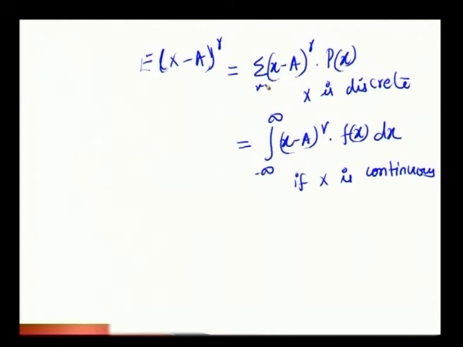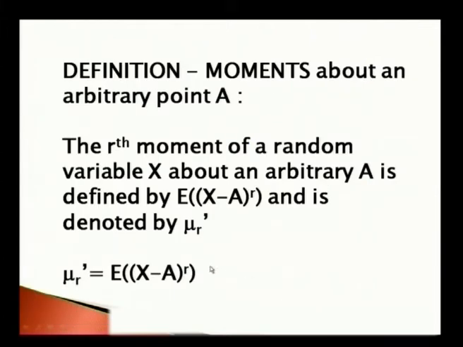The limits are from minus infinity to infinity, here x ranges. This is also mu r dash. This is moments about an arbitrary point A. What is the next definition? The next definition is central moments.